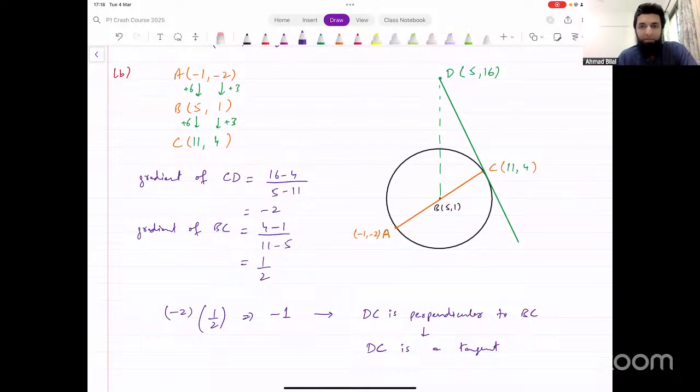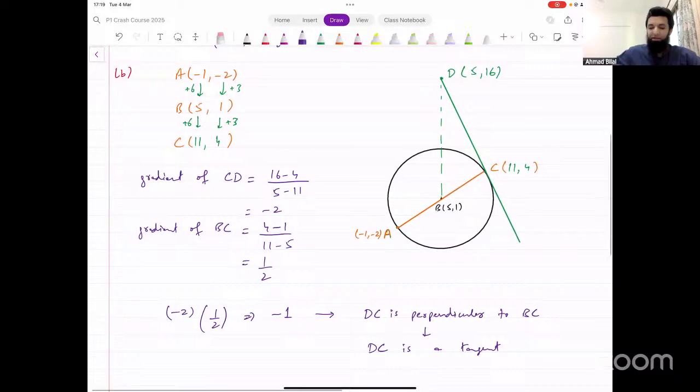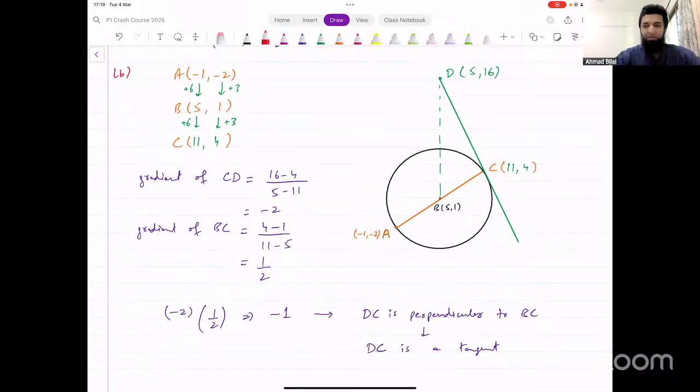Does this make sense? So we found the point C first of all, and then we just found the two gradients. Since they're negative reciprocals of each other, that means that it's a tangent. Now, what about part C, the next one?